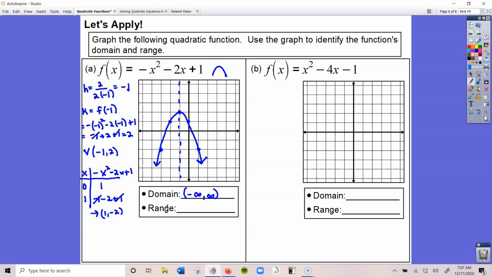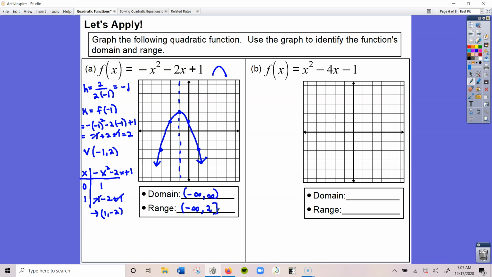Now the range represents all of the y values of the function. So we read our graph from the bottom up. Since this graph is going to go down forever, my range would start at negative infinity. And then the highest y value is located at 2. And the 2, because this is a continuous curve, would be included. So I would put the bracket.